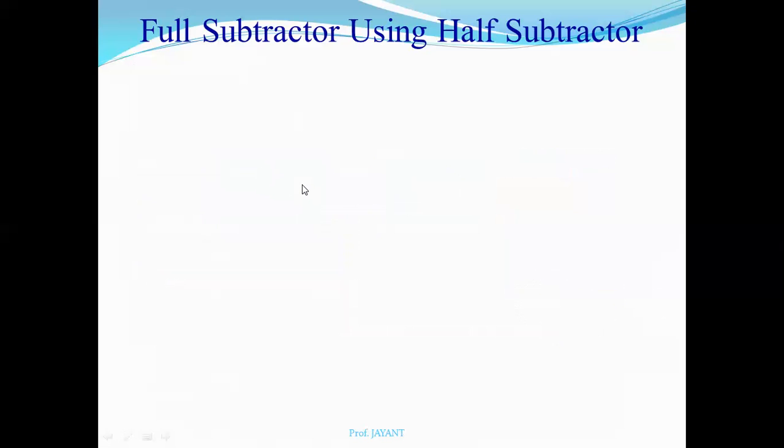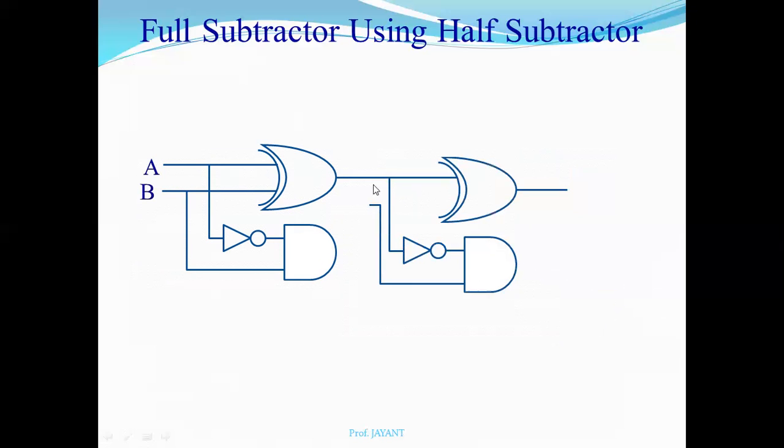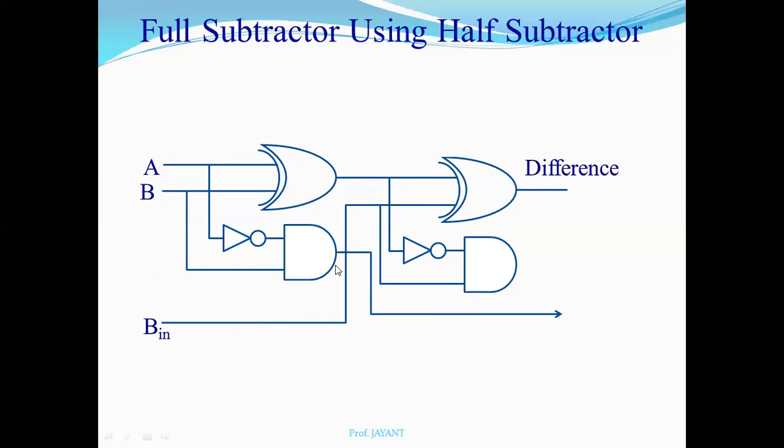Now design the full subtractor using half subtractors. This is your first half subtractor, and we use one more half subtractor here. The difference output of the first half subtractor is used as the first input of the second half subtractor, and we connect borrow in, B in, to the second input of the second half subtractor. So we get a difference here, and the two borrow outs combine to give the final borrow out.